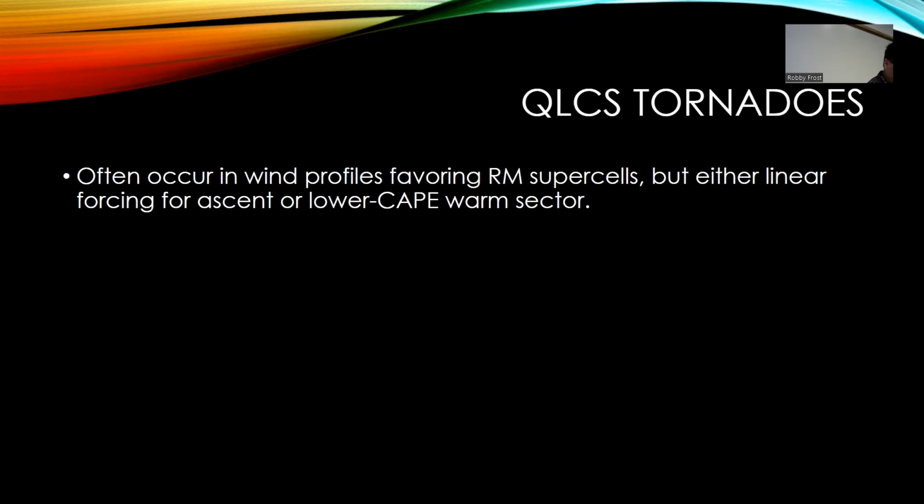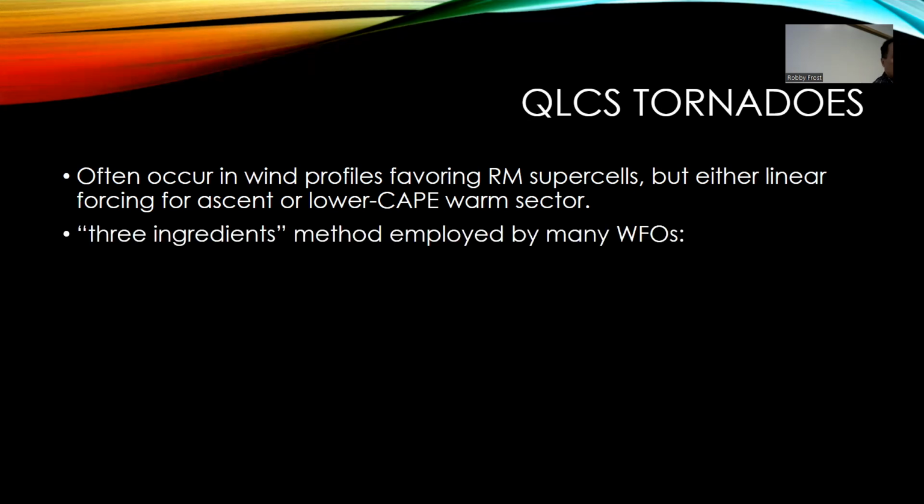You often see these in supercell-like environments. So the cool season southeast almost always has a supercell wind profile. But what it doesn't have is Great Plains buoyancy, and it may not have the Great Plains dry line initiating factors. So who's heard of the three ingredients method? So a few of you.